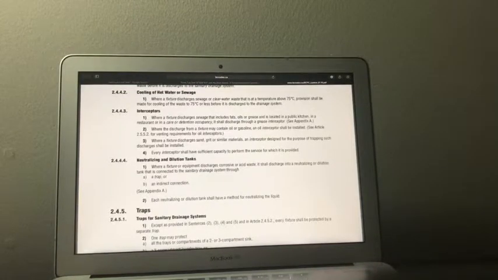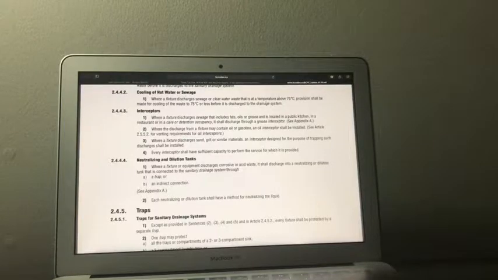Where a fixture discharges sewage or clear water waste at a temperature above 75 degrees Celsius, provisions shall be made for cooling of the water to 75 degrees Celsius or less before it is discharged to the drainage system. So obviously a dishwasher in a restaurant commercial setting, a commercial dishwasher would need that. So it needs to be cooled to this temperature before discharge to the drainage system.